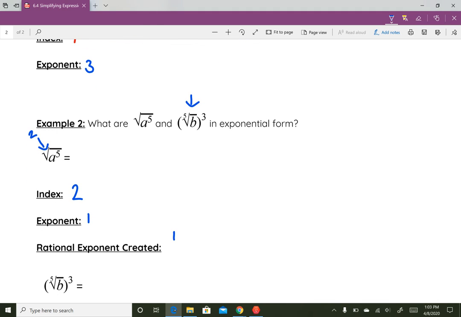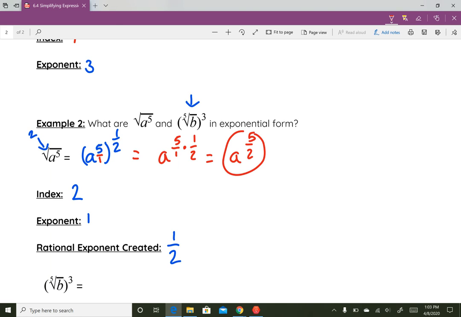And what I can do is turn this into, it's going to be exponent over index, so my rational exponent created is 1/2, so it becomes a to the 5th to the 1/2. And then all I have to do now is simplify this a little bit. So a to the 5th is the same thing as a to the 5th over 1. So this just becomes a to the 5 over 1 times 1 over 2, or a to the 5 over 2. And that's my answer, right? A to the 5 over 2. So that's one way you can look at it. If you do it that way, you are totally right.